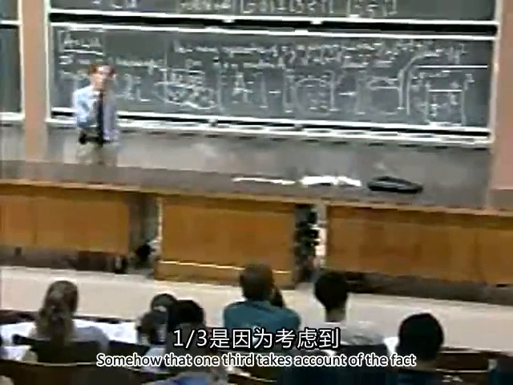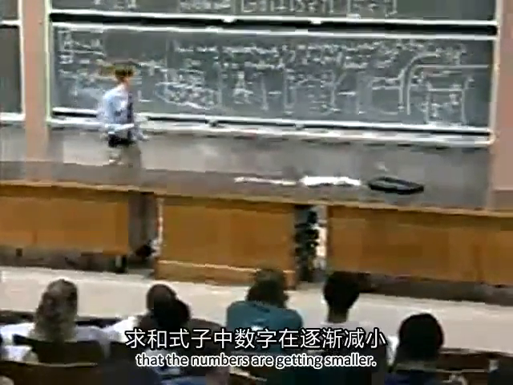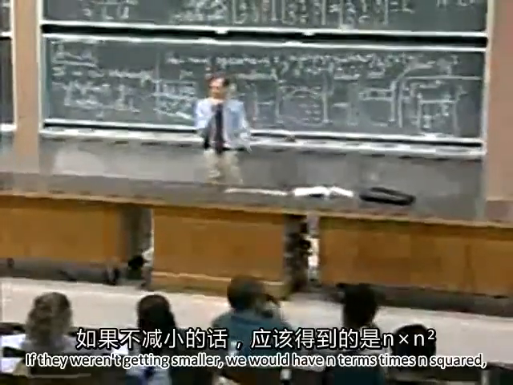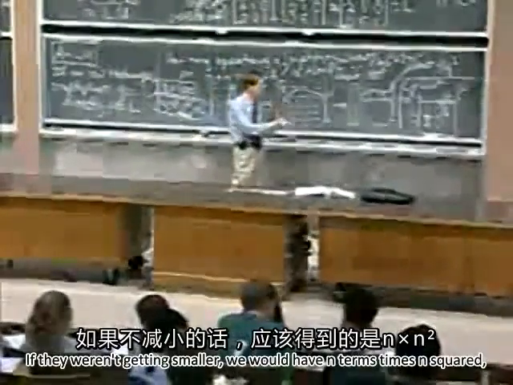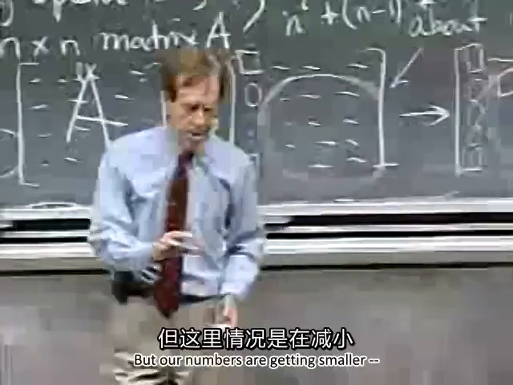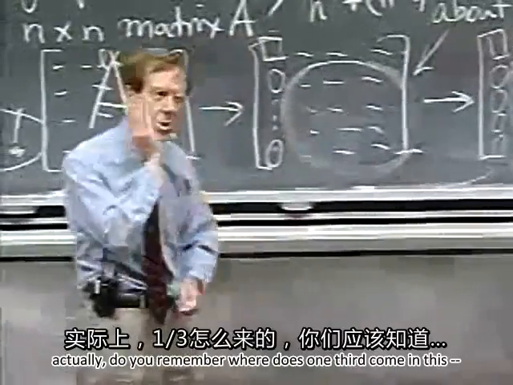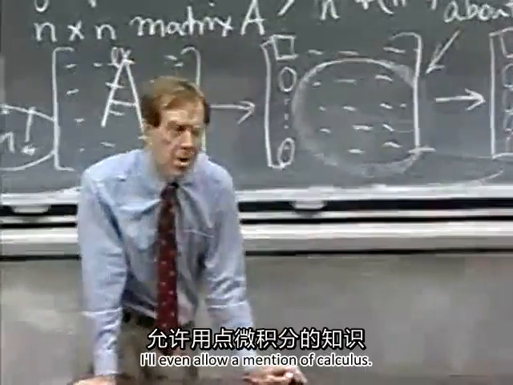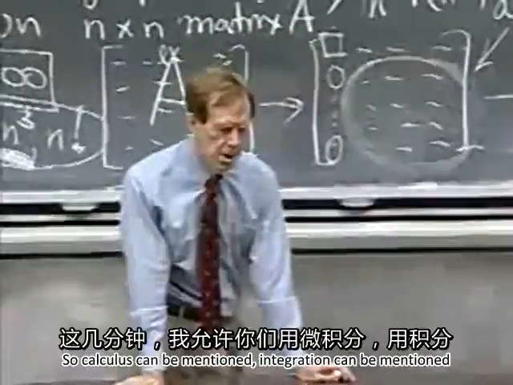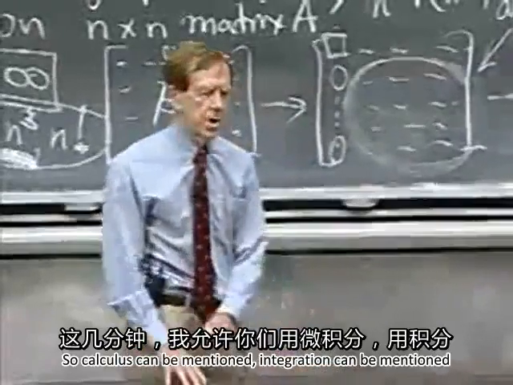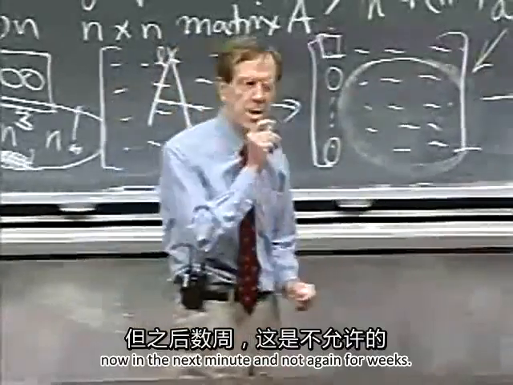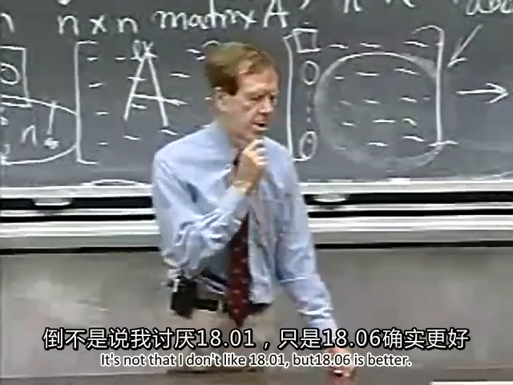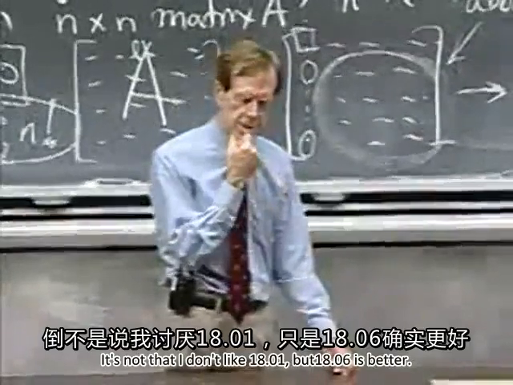Somehow that 1/3 takes account of the fact that the numbers are getting smaller. If they weren't getting smaller, we would have n terms times n squared, which would be exactly n cubed. But our numbers are getting smaller. Do you remember where the 1/3 comes in? I'll even allow a mention of calculus. So calculus and integration can be mentioned now in the next minute and not again for weeks. It's not that I don't like 1801, but 1806 is better.